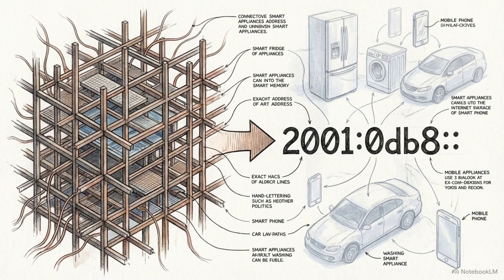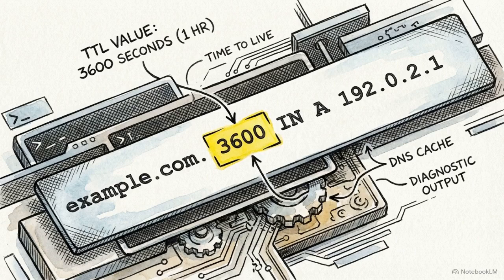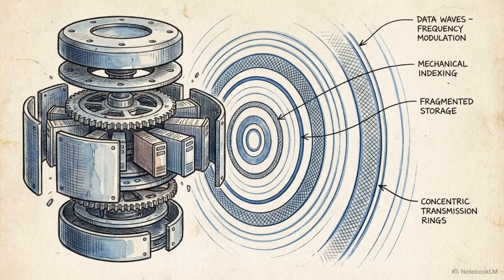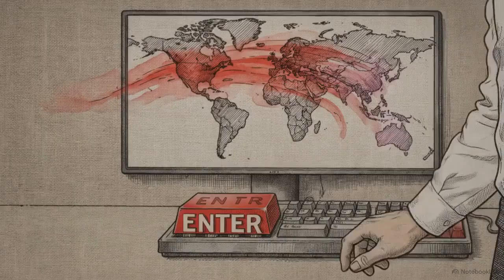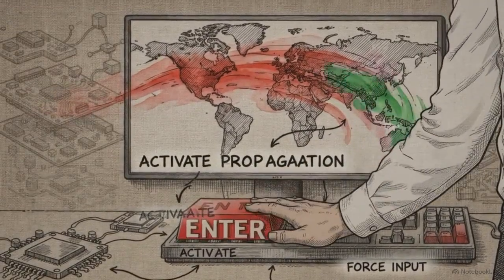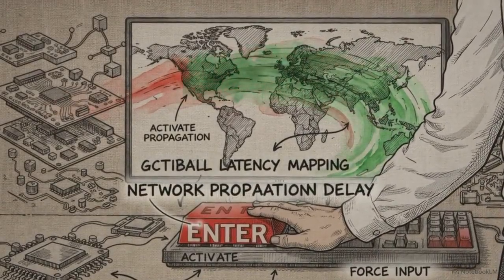Every record includes a time to live, or TTL value, shown as an integer in the terminal output. The TTL acts as a local cache expiration counter. It tells the resolver exactly how many seconds it may consider the information valid before performing a fresh lookup. Managing these TTL values is a requirement for network engineers, as they dictate the propagation delay during server migrations and disaster recovery.